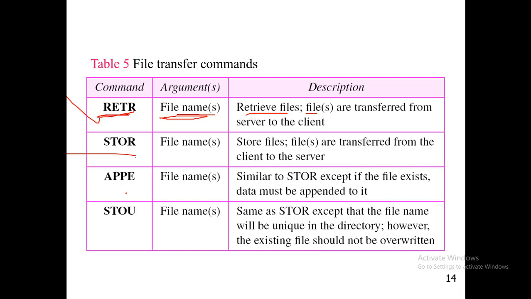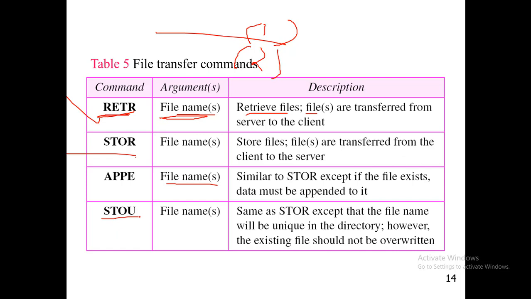The next one is append, and after that you have to put the argument as the name of that file or files. This will store the same file, except if the file is already there, it will not be replaced, but the data must be appended to it. So it will be doing the same thing as if you have downloaded the same file more than one time. This is nothing but the appended form. The same file will be stored with a 1, and the same file will be stored with a 2. This is known as the appended form.